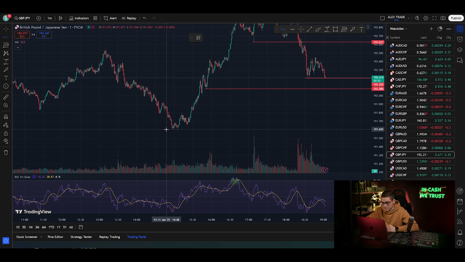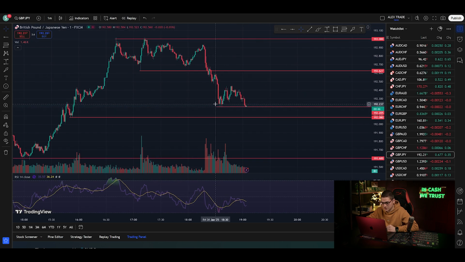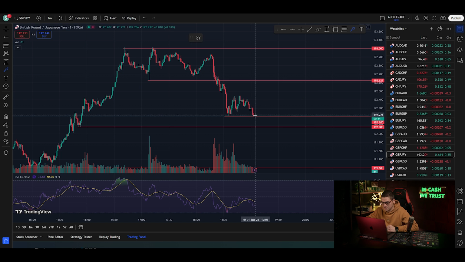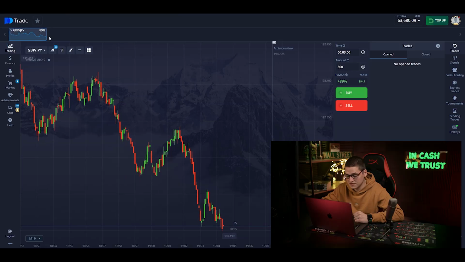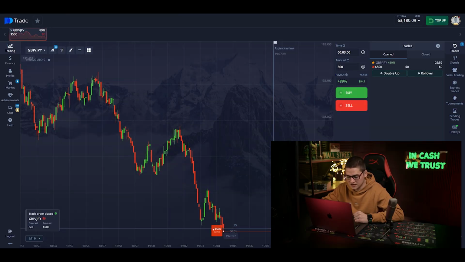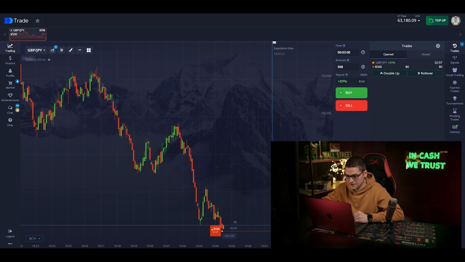Let's mark them for clarity. And now we see that the price is getting a bit closer to the level and it's about to break through. So we are moving to the Pocket Option terminal and we will open a position to sell. The currency pair is selected and the position size is $500. And we are opening a position to sell.